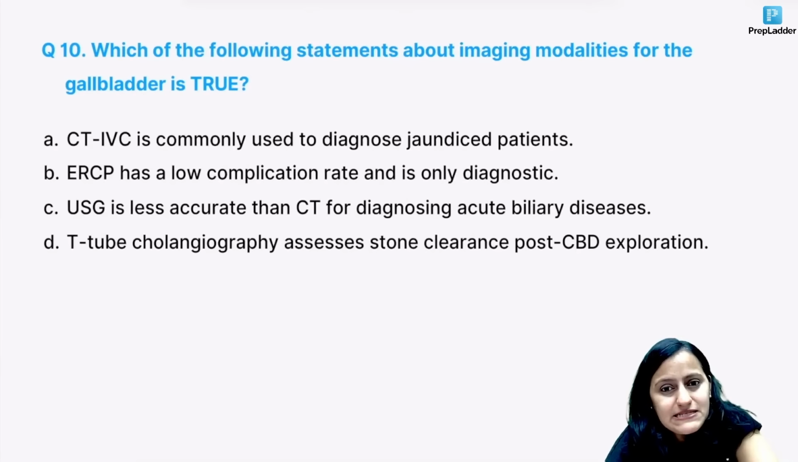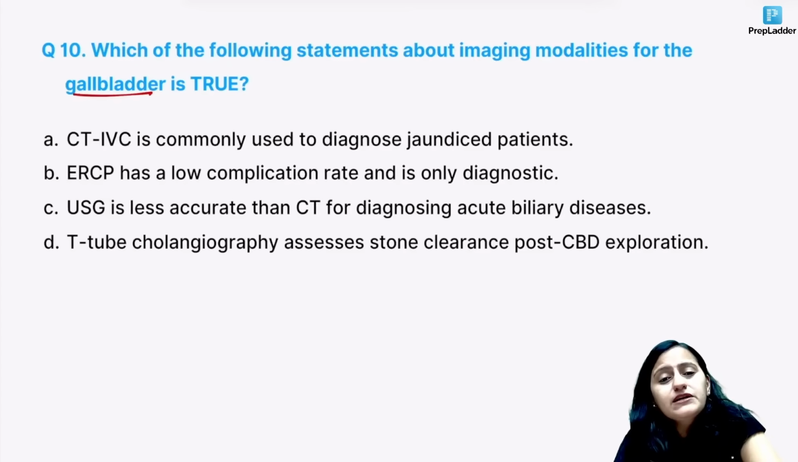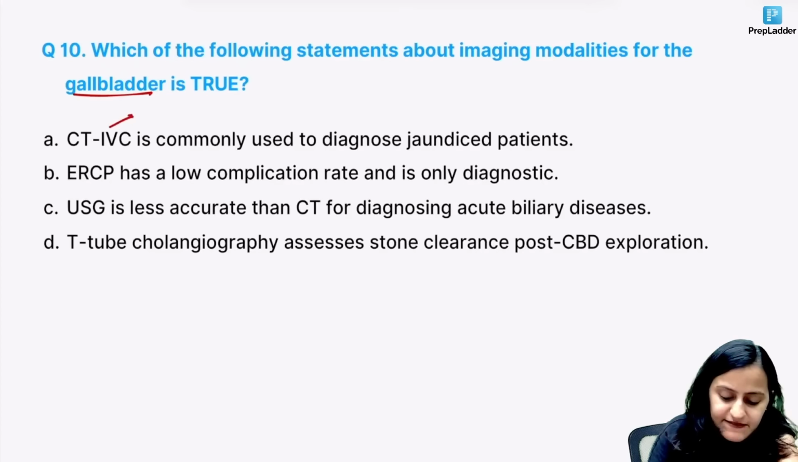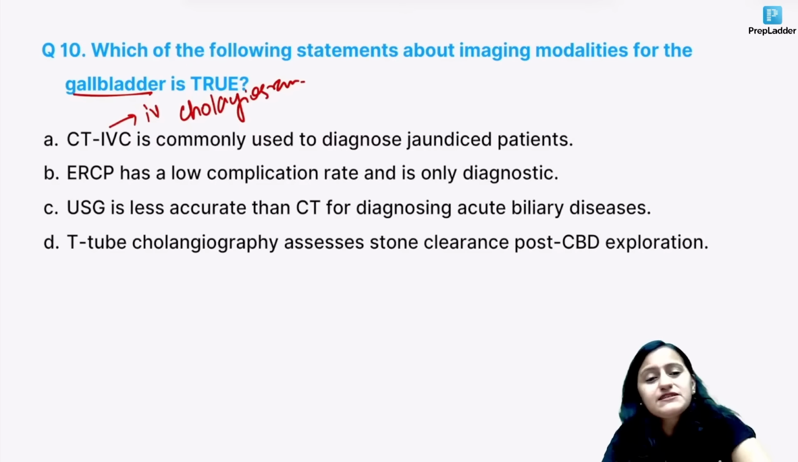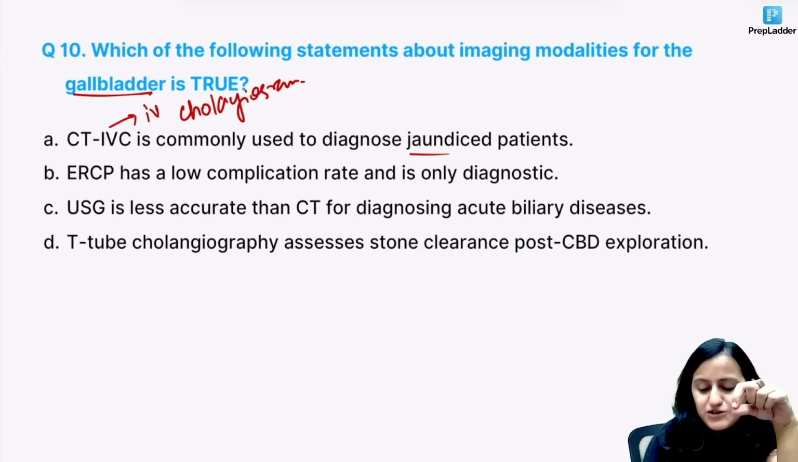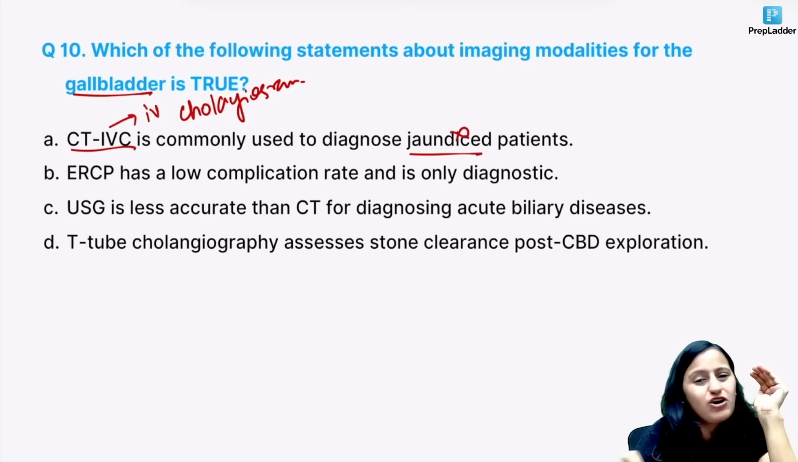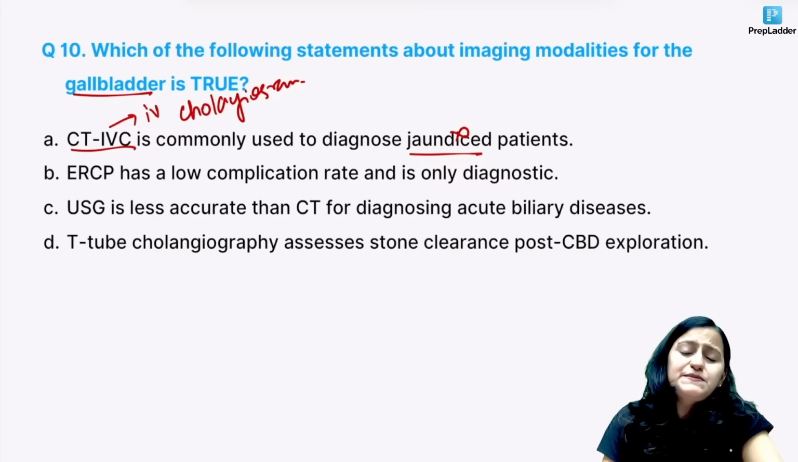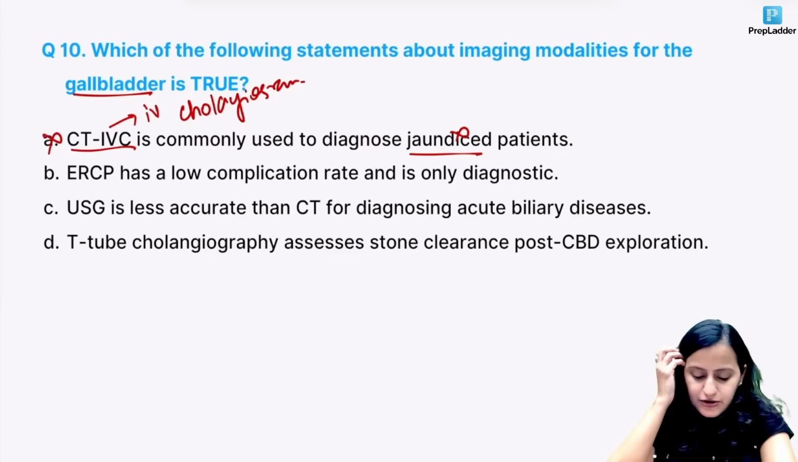Which of the following statements about imaging modalities of gallbladder is true? CT IVC is commonly used to diagnose jaundiced patients. IVC is basically intravenous cholangiogram, right? So you give a substance intravenously, it is taken up by the liver, then from the liver it goes into the biliary tract, including the gallbladder. Jaundice patients anyways have liver failure, so that will not be able to take up that substance. So we definitely do not use it in jaundice patients. And of course, now CT-IVC has been replaced by MRCP, which is what you prefer there. So this is definitely not correct.